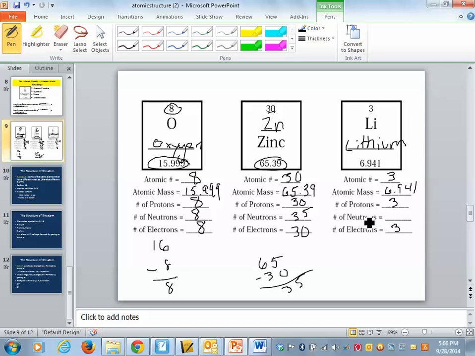Now, how do we find neutrons again? We look at our atomic mass. We have to round our atomic mass, and the whole number would be 7. Once we have our atomic mass rounded to the nearest whole number, that's our mass number, we are going to subtract our atomic number of 3. And we get 4 neutrons.